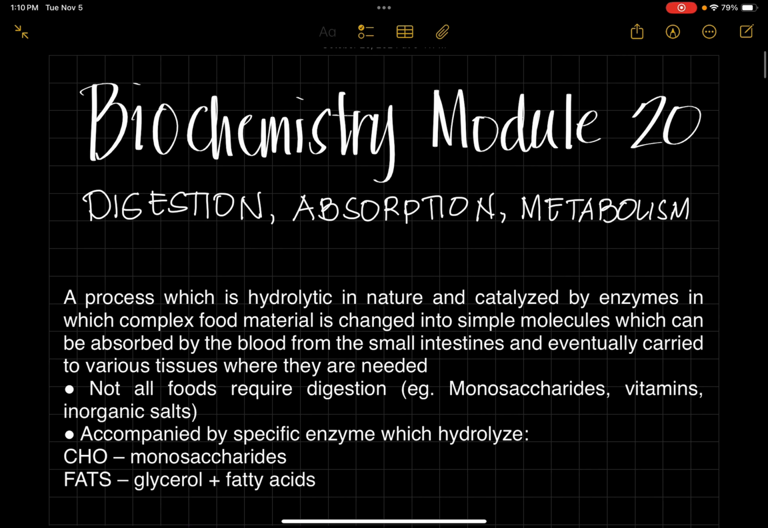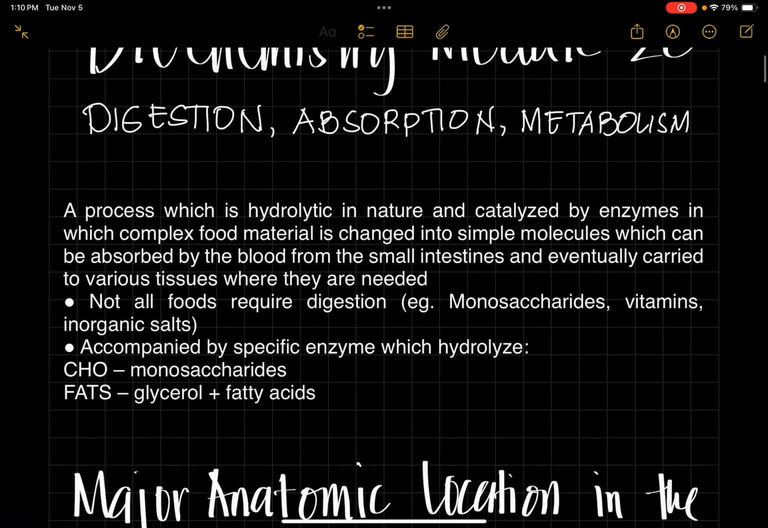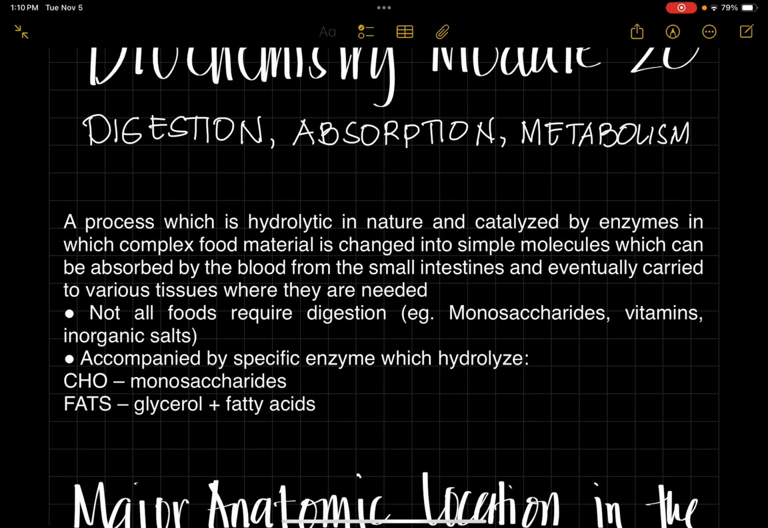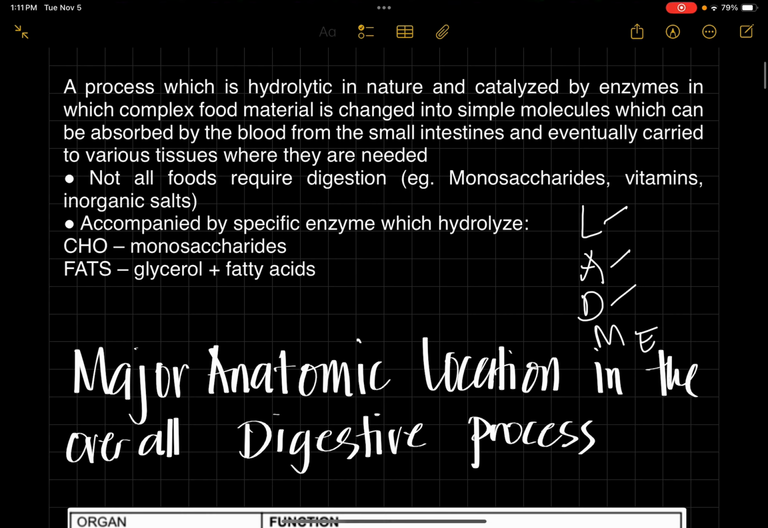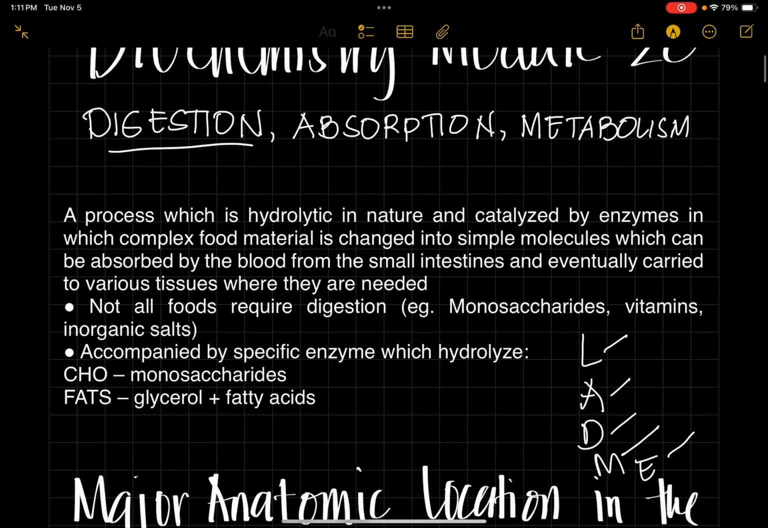Biochemistry Module 20: digestion, absorption, and metabolism. We also have that in pharmacy, but there we have LADME: liberation, absorption, distribution, metabolism, and excretion. This is the shortest biochemistry module. In pharmacy we have the liberation, absorption, which is how the drug is absorbed, the distribution of the drug, the metabolism, where we metabolize the drug, and the excretion. It's not only in the drug but also in the food.